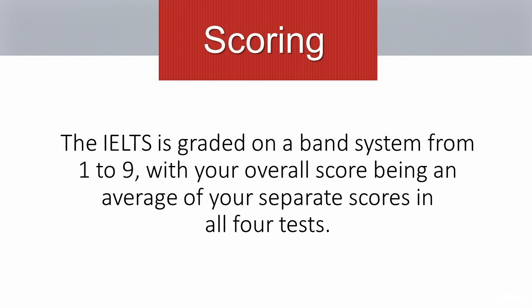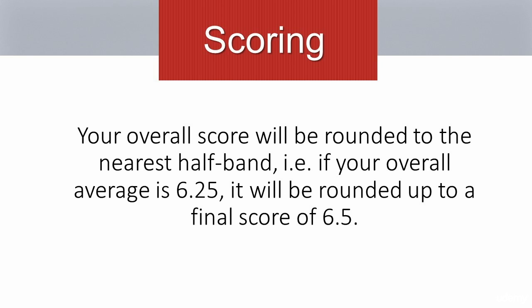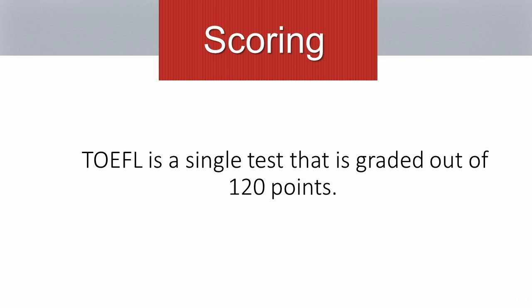The IELTS is graded on a band system from 1 to 9, with your overall score being an average of your separate scores in all 4 tests. Your overall score will be rounded to the nearest half band, i.e., if your overall average is 6.25, it will be rounded up to a final score of 6.5. And TOEFL is a single test that is graded out of 120 points.